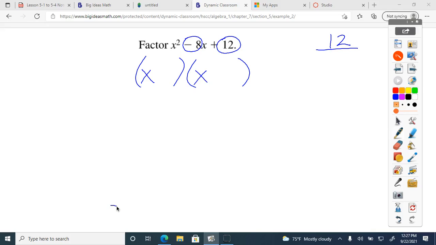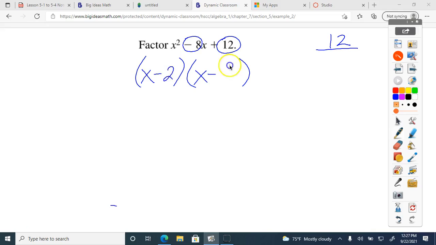If I'm getting a positive number here, that means my signs have to be the same. They might both be negative. They might both be positive. But if it's positive here, they got to be the same sign. Now, what sign do they have to be? You get that from the sign here. Negative. So they both have to be negative. And I just got to figure out which ones add up to 8.